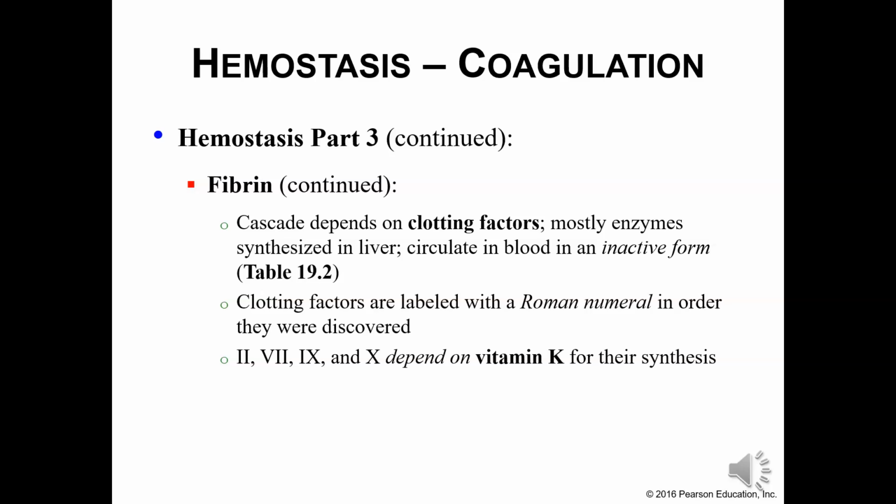So factors 2, 7, 9, and 10 are all dependent on vitamin K for their synthesis. And that's the reason vitamin K is important for controlling bleeding. A lot of times surgeons will give an injection of vitamin K to their patients prior to surgery, especially when they have to do general surgery or when they expect a little bit of blood loss. So 2, 7, 9, and 10 are the vitamin K dependent clotting factors.